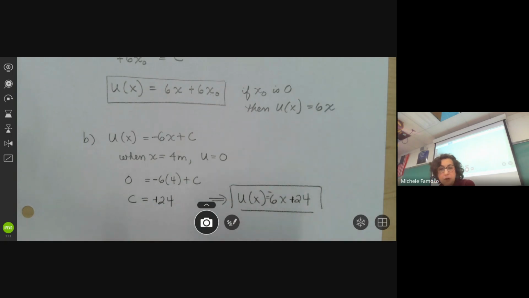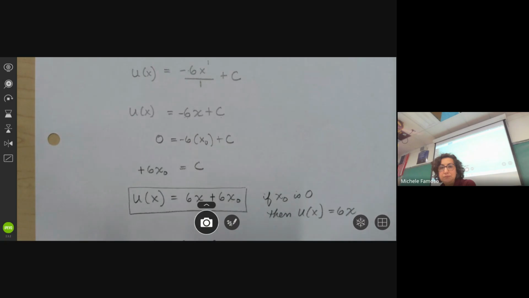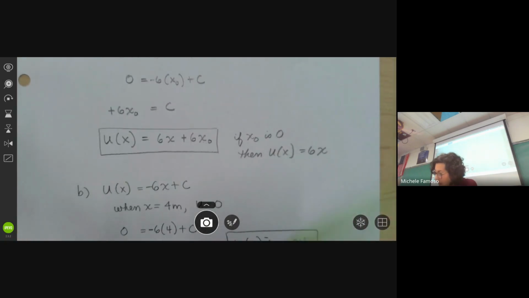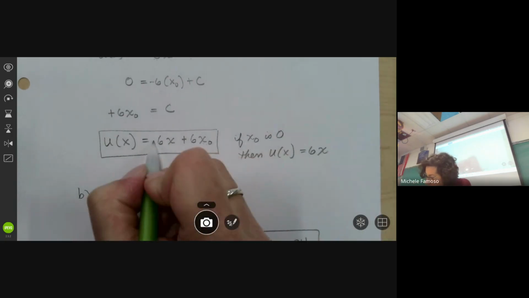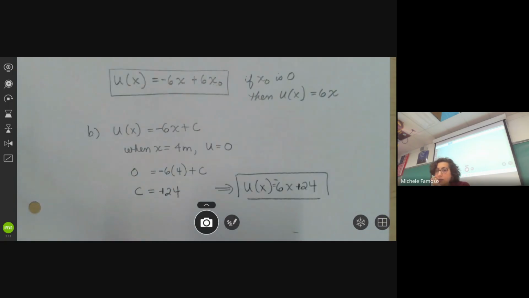Negative 6x plus 24. And then you would do the same thing in part C, which asks you if we're at 6 meters and the potential energy is 14, what's the constant? You're going to do the same idea. Okay. Yeah, my mistake. I just dropped it by mistake from here to here, which then affected the sign of everything else. And oops, that negative has to be there too. Okay. Anything else? Yep.